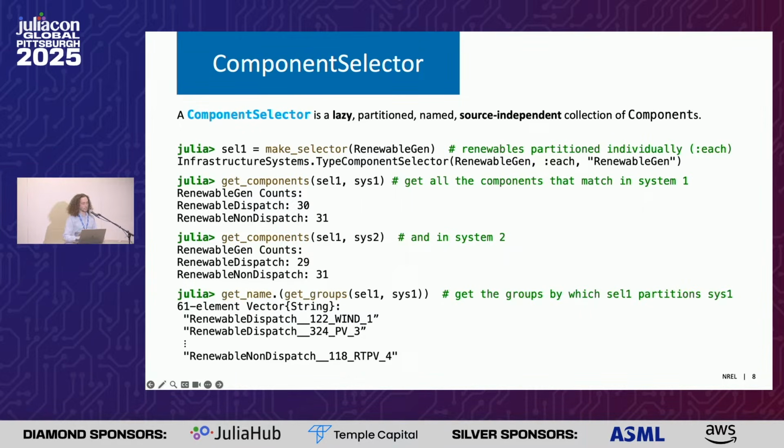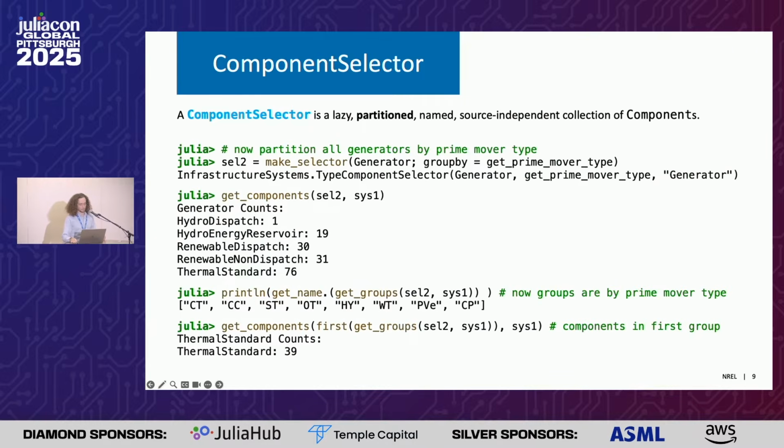You can see if we've got a slightly different system, we can use the same selector to get what that applies to in that system. This can be useful for multi-scenario analytics where you've got a bunch of slightly different systems with slightly different simulations, and you can use the same component selector for each. We can also see that this is grouped. The default is to group each component individually. So if we call get groups on that selector as applied to the system, we get a vector of all the groups, and it's just all the individual components.